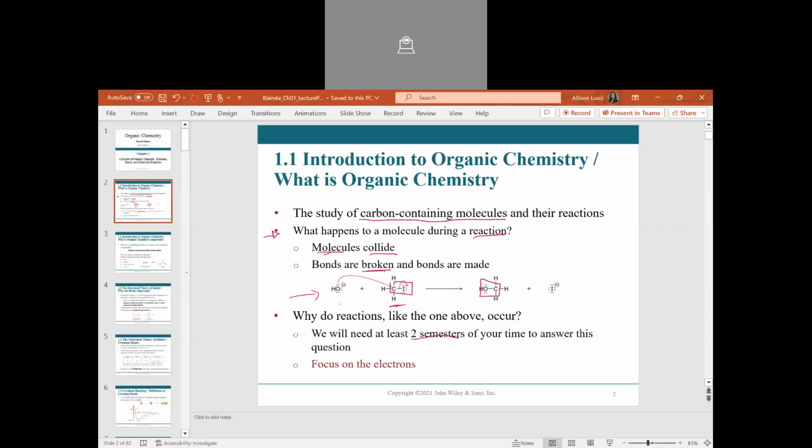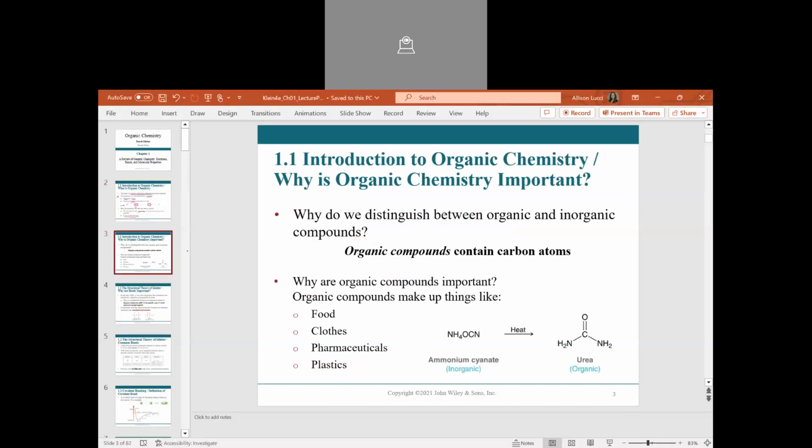So you won't need 2 semesters to answer that question, but we'll introduce it in chapter 6, specifically when we talk about mechanisms, how electrons are moved, and these bonds that are broken and bonds that are formed, where the electrons go. So that's going to be a main focus in organic chemistry, where these electrons go and where they originate.